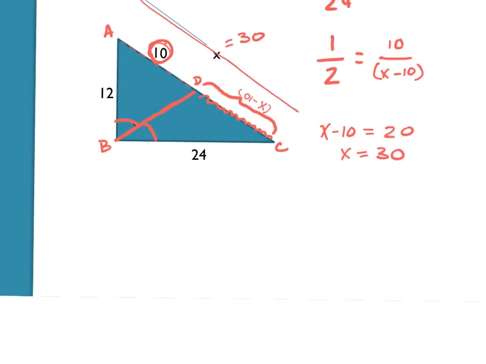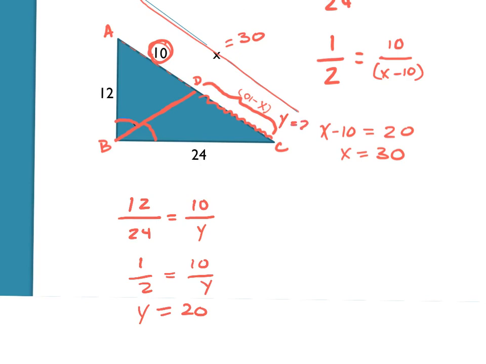So the other way we could have done this was, like you said, you've got 12 over 24 is equal to 10 over, now I'm going to call this y, a new variable, in which case we could still reduce and we would get 1/2 is equal to 10 over y, and we would get y is equal to 20, which is this piece right there is 20, and you could add them together and go backwards as well. Both ways are ways you could do it.